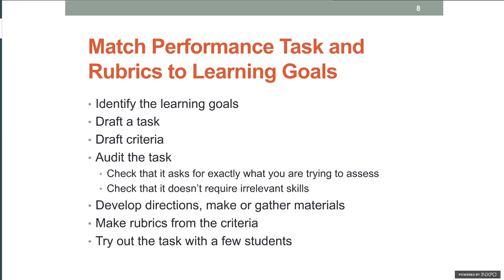Another thing you have to remember to do is match the rubrics to the learning goals as well as the performance tasks. You can kind of think of it as a little triangle. On one corner, you've got the learning goals you're trying to assess. On one corner, you've got the task, which has to be a direct match. If you ask me to do something, it has to be something that will give you evidence that I have, in fact, achieved the standard you're trying to figure out if I've achieved. But the rubrics also have to match as well.